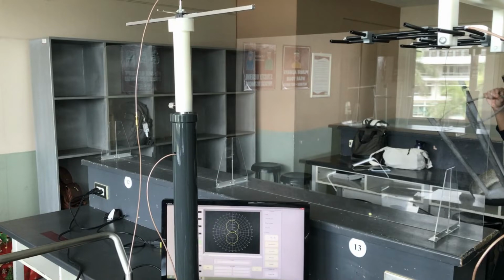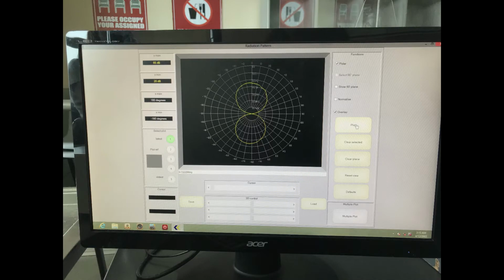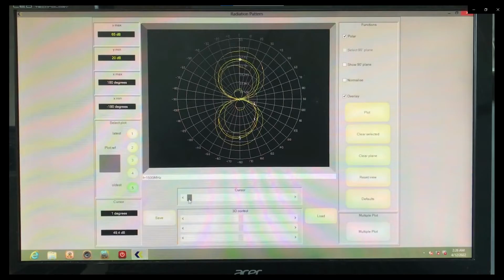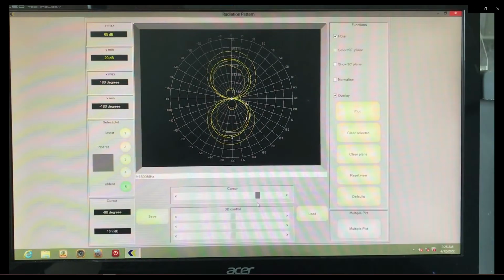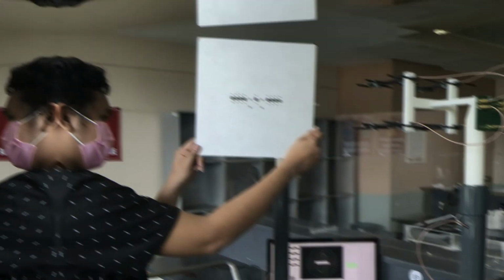In the setup, there are no obstructions such as the metal sheet. It is only the dipole and the plot of it in the radiation pattern. In the next setup, having an obstruction already, which is the metal sheet, based on this result, at 0 to 1 degrees the signal is around 49.4 decibels, while at 90 degrees the signal is around 16.7 decibels.